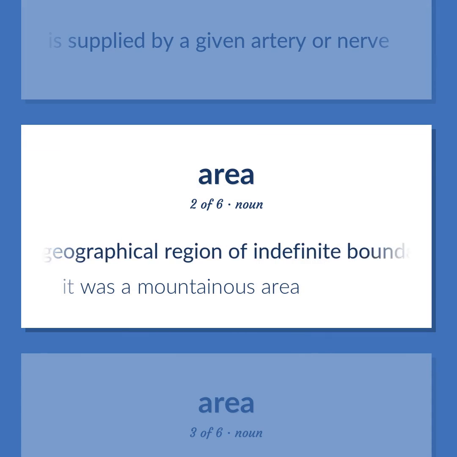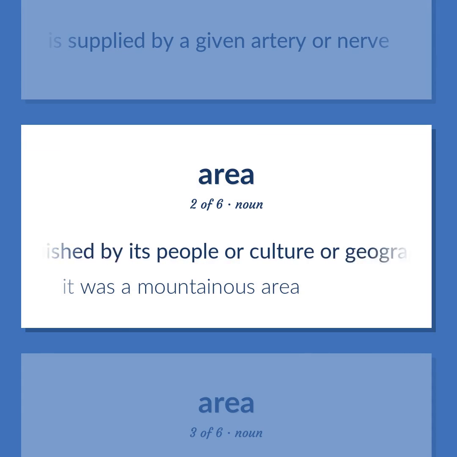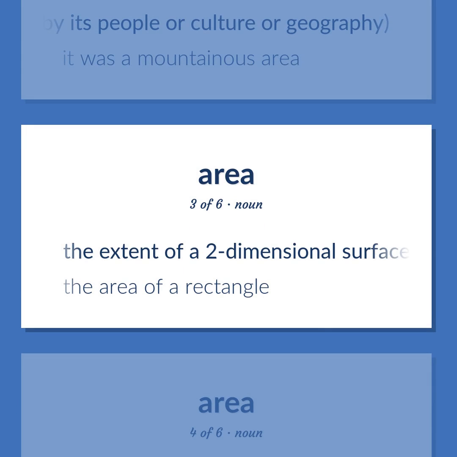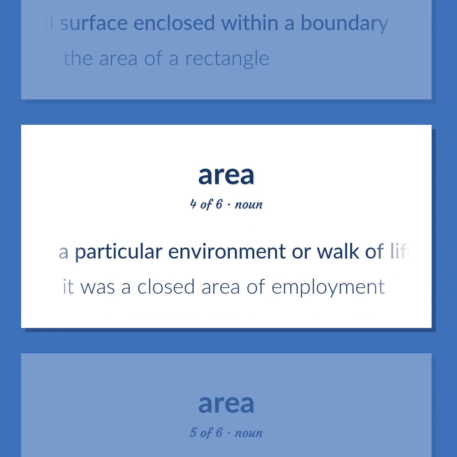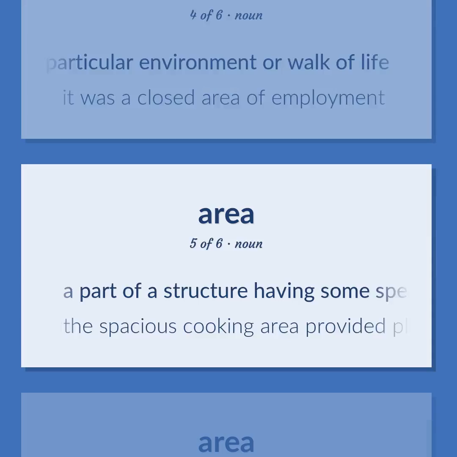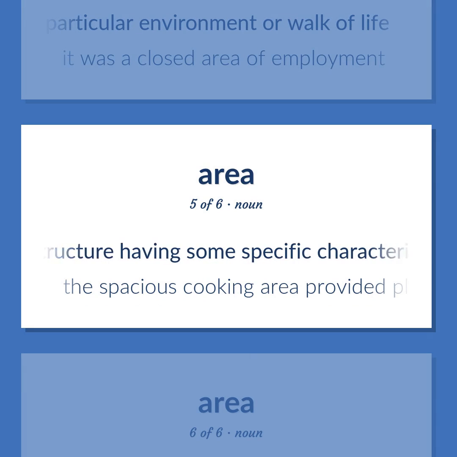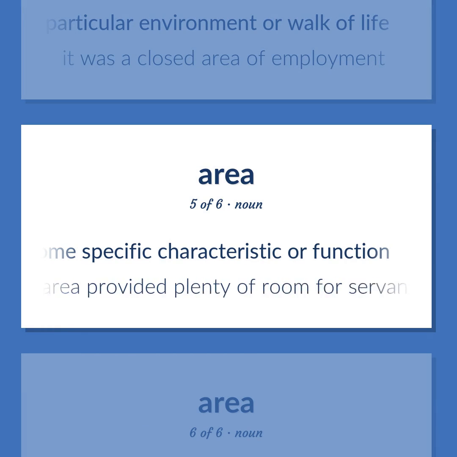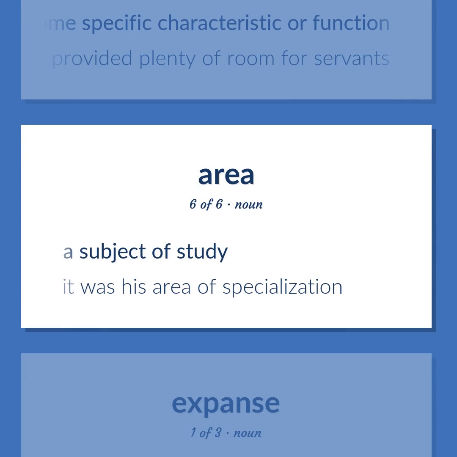A particular geographical region of indefinite boundary, usually serving some special purpose or distinguished by its people or culture or geography. It was a mountainous area. The extent of a two-dimensional surface enclosed within a boundary. The area of a rectangle. A particular environment or walk of life. It was a closed area of employment. A part of a structure having some specific characteristic or function. The spacious cooking area provided plenty of room for servants. A subject of study. It was his area of specialization.